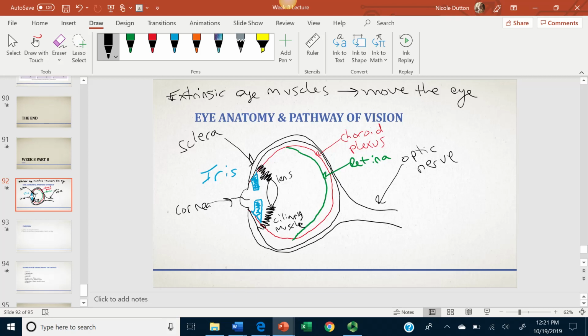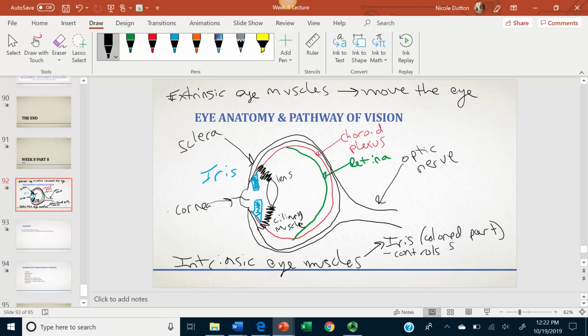But then we have our intrinsic eye muscles. And those include the iris, which is the colored part of the eye, and that's going to control the size of the pupil. And we have the ciliary muscle, which shapes the lens.